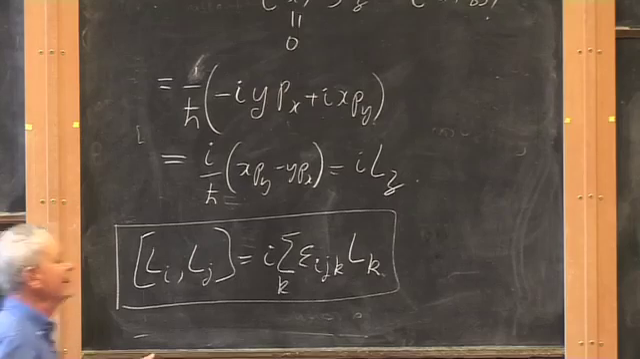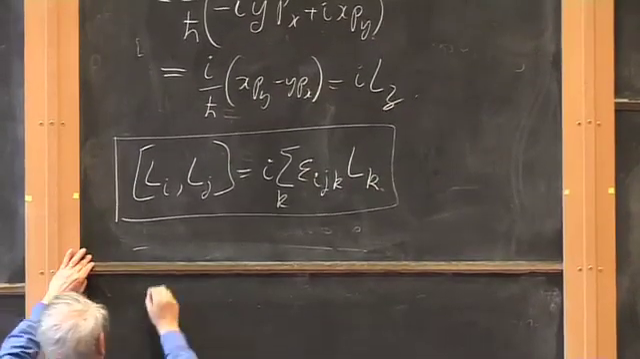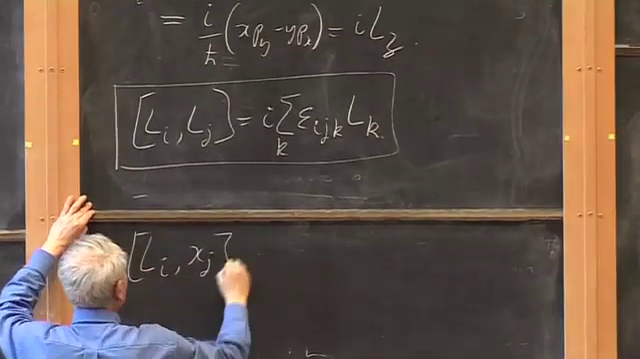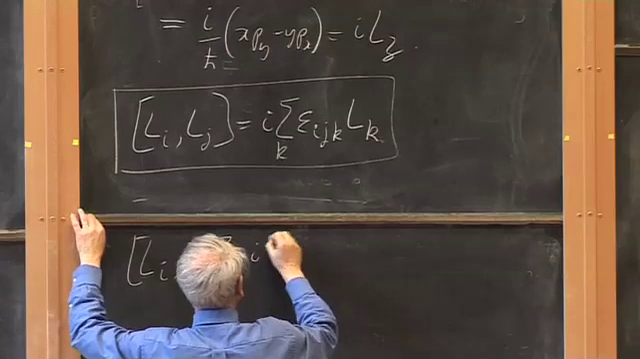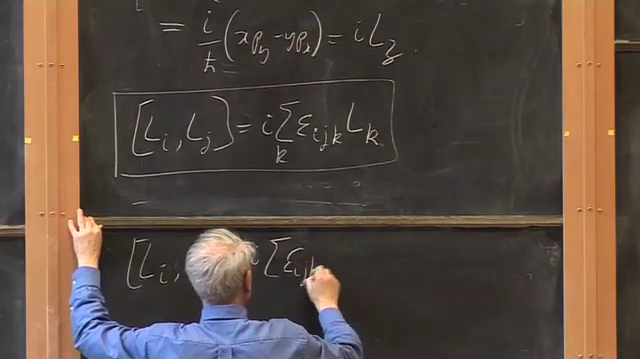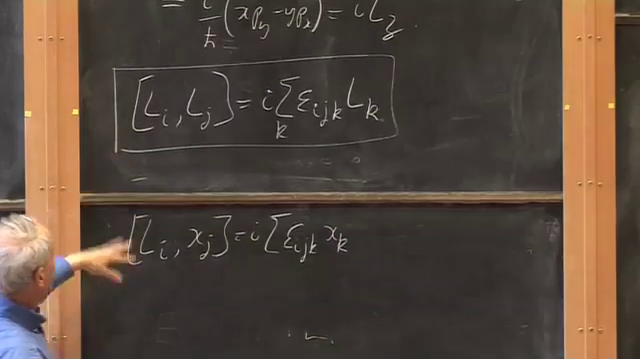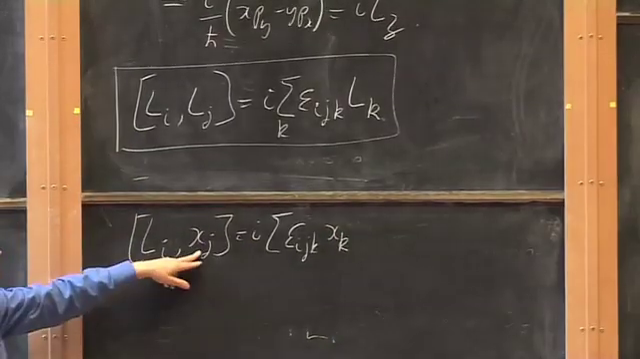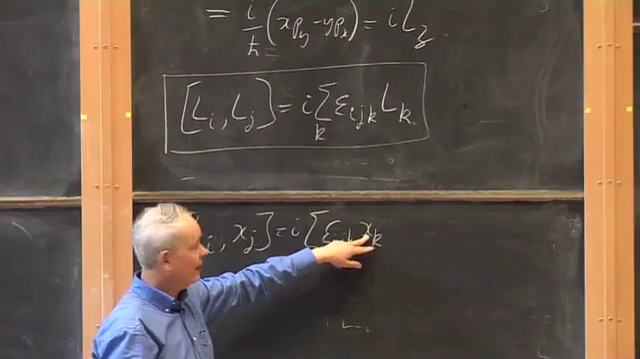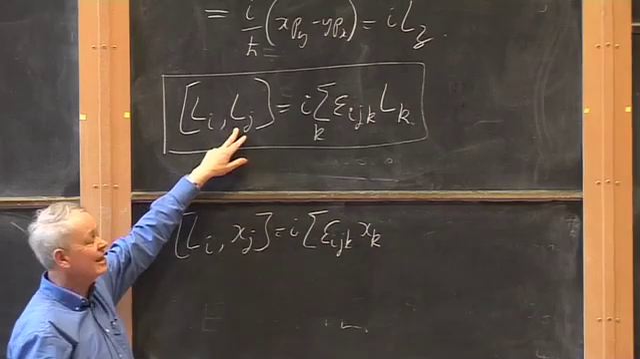Let me repeat a result we've already got. [Li, xj] is equal to i epsilon ijk xk. So L commuted with any component of a vector produces i times the third component of the vector. And that rule even works for L itself, which is itself a vector.